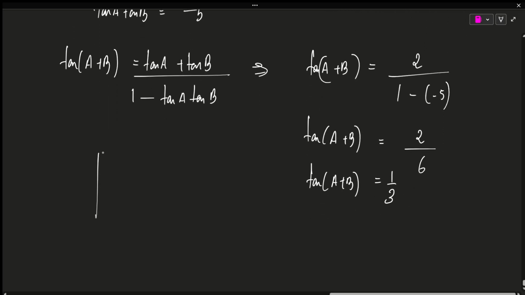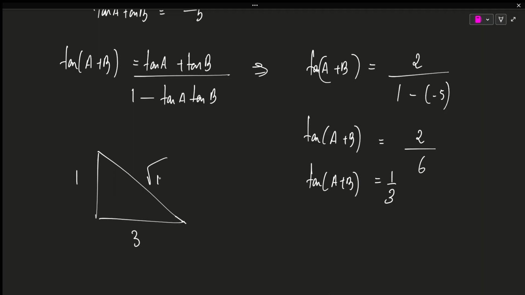Now if you complete the triangle over here, tan theta is perpendicular by base, this is 1 and 3 over here, and over here I'm going to have root 10. So what will be cos of a plus b? Cos of a plus b will be 3 divided by root 10. Okay, cos of a plus b will be 3 divided by root 10.